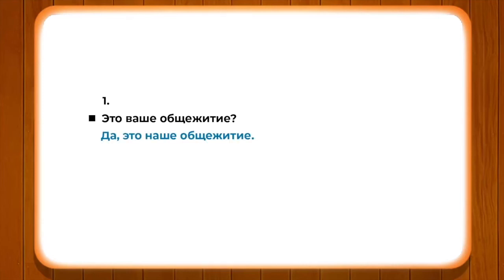Number one, Это ваше общежитие? So when I am asking a question, as you can see, the sound pitch is going higher at the end. Это ваше общежитие? Да, это наше общежитие. I am answering with the help of да. And then I am having a pause and completing the answer.